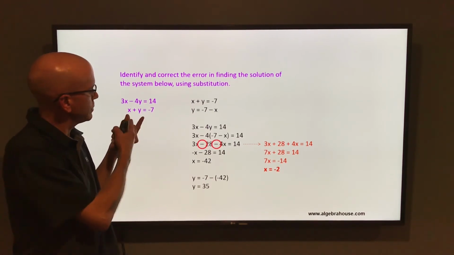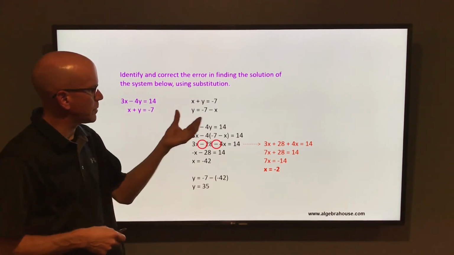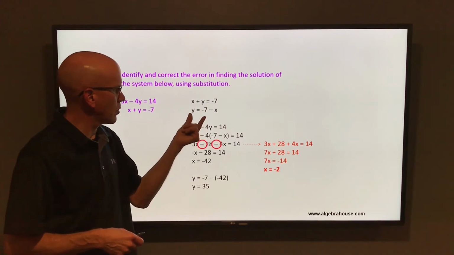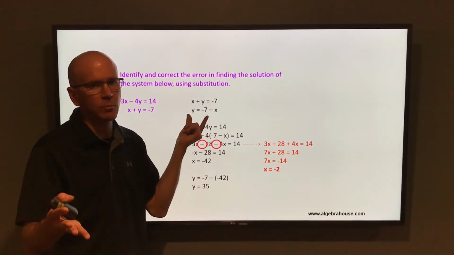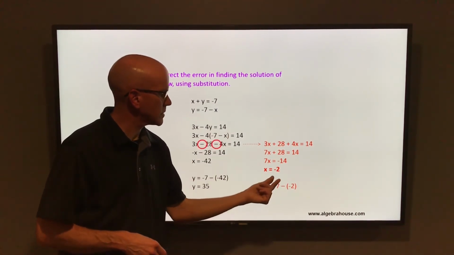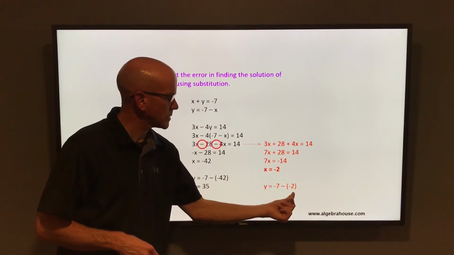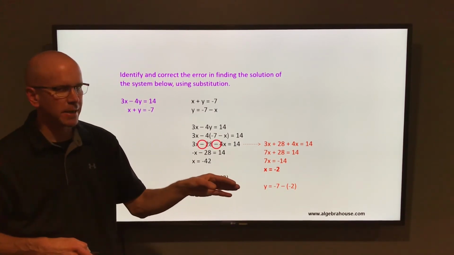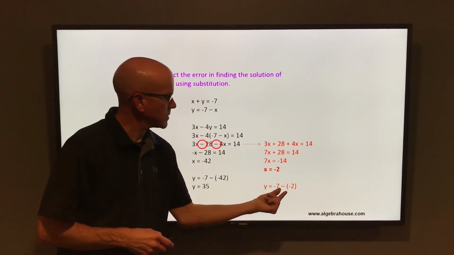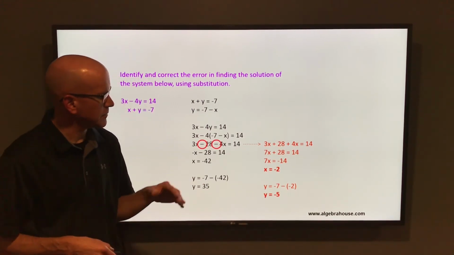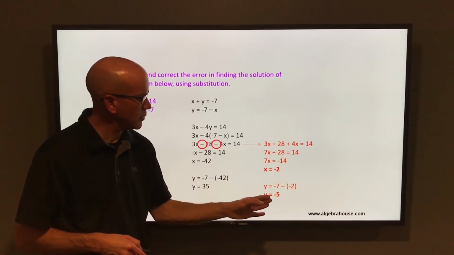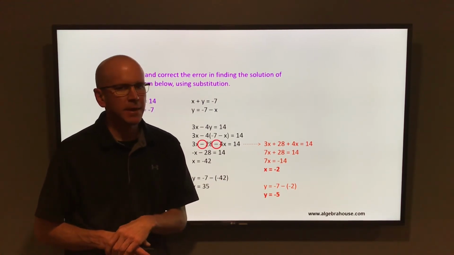Take that -2, substitute it into any equation up here with an x and a y. You could substitute it in right there, or even this one right here where it already says y equals. So where that already says y equals -7 minus x, I'm going to substitute -2 in for x. It's going to be -7 minus a -2. Don't make the mistake they did. Watch your signs. Minus a negative becomes plus. So it'll be -7 plus 2, and that is going to be -5. So x equals -2, y equals -5. That is the correct solution.